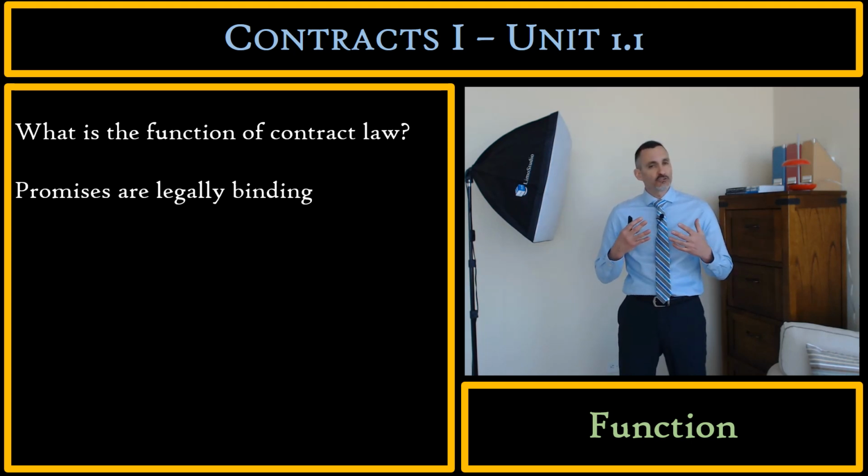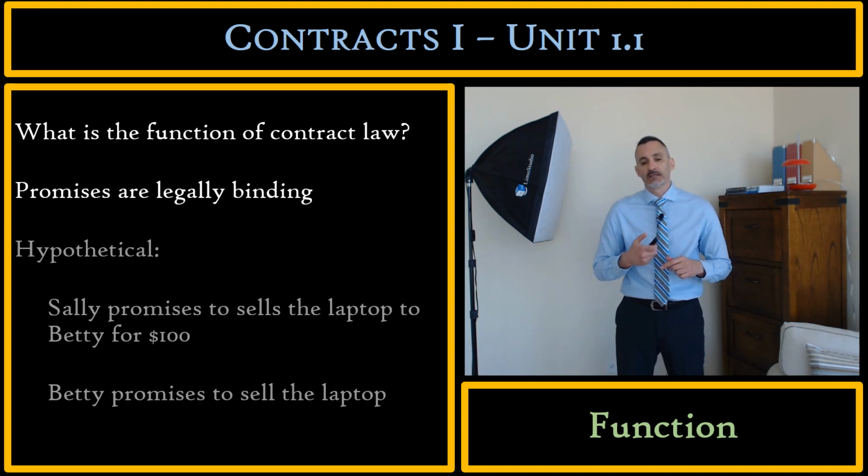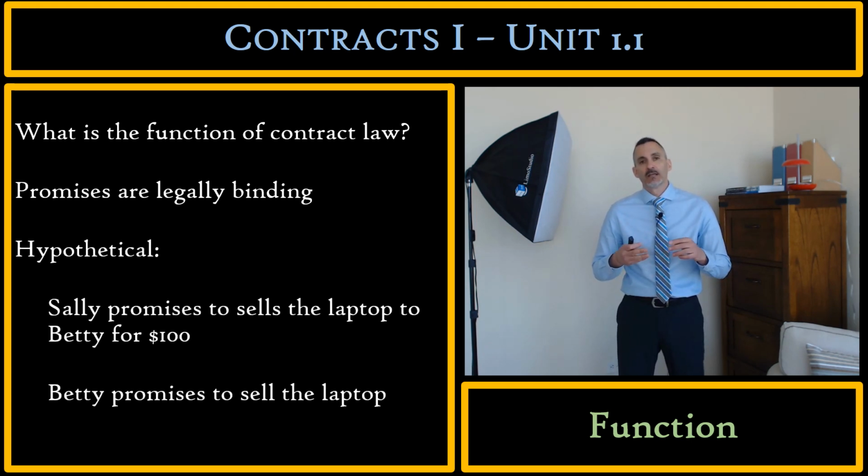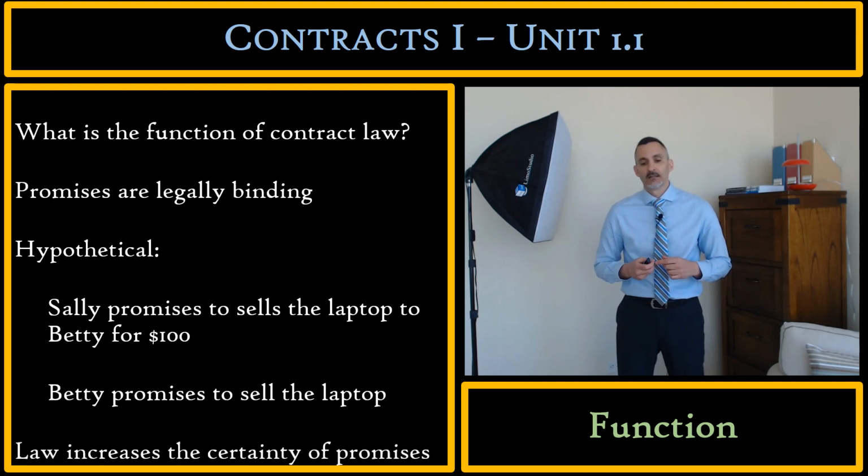All right, so let's change the fact pattern just a little bit. In our fact pattern, Sally promises to sell the laptop to Betty for $100, and Betty promises to buy the laptop from Sally for $100. This is the paradigm of the contract. Promises that are legally binding. What is the good of having promises that are legally binding? Well, legally binding promises increase the certainty of the promises.